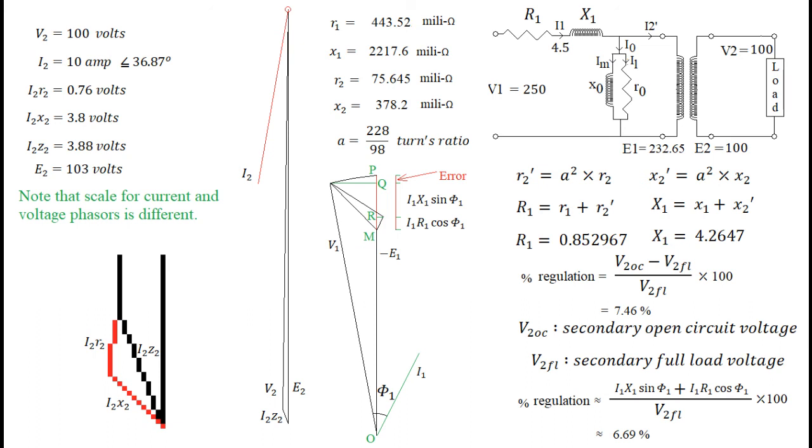This expression is in terms of phasor angle phi1, total resistance R1, total reactance X1 and full load primary current I1. On substituting all these values in the expression, we get the regulation equal to 6.69%.